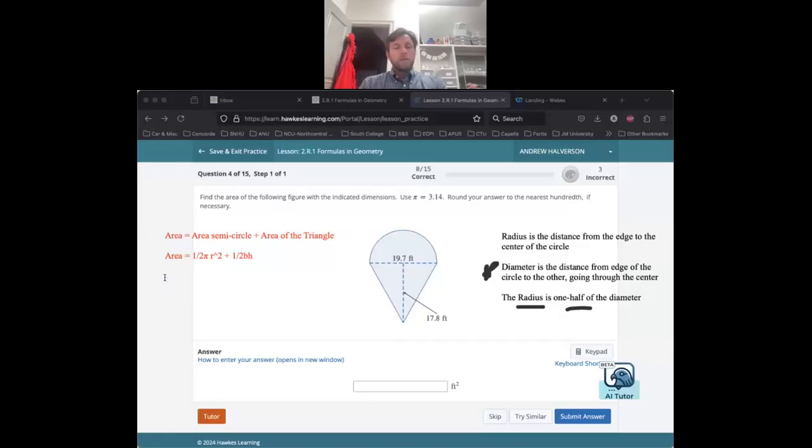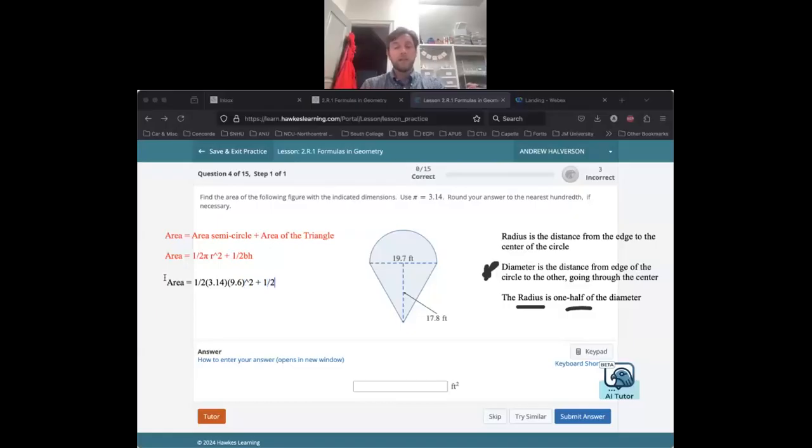So we have the area equals 1/2. Now pi, the directions tell us to do 3.14. And the r, the radius we determined here, is 1/2 of that 19.7. So we're going to use the value of 9.6, and we have to square it. And then now the second part, 1/2 times base times height.